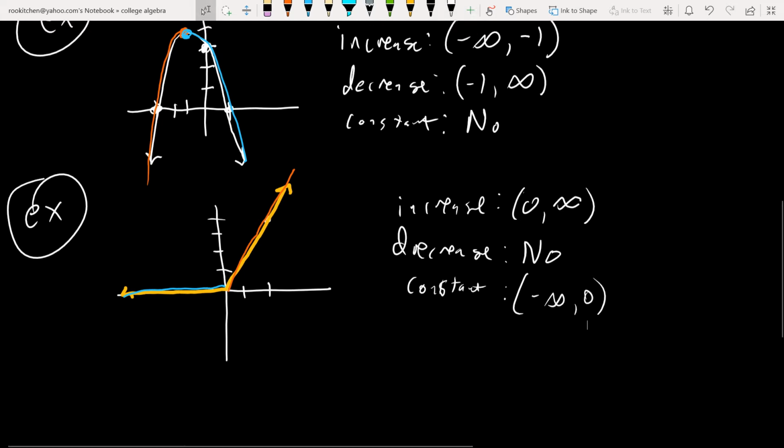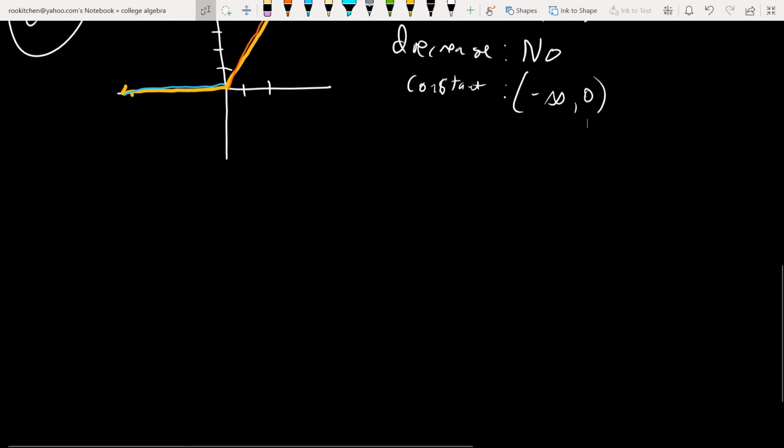Okay, so it's going up, down, or remaining the same. The next concept we want to work with is relative max or min. So section 2.